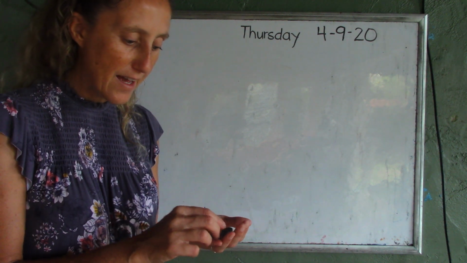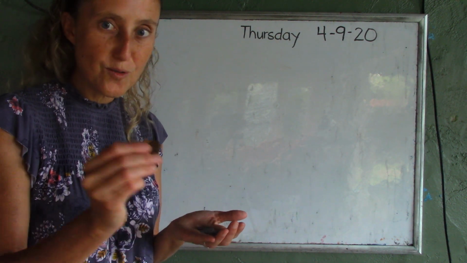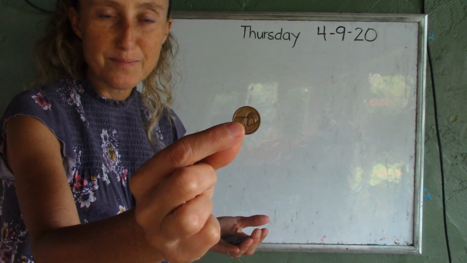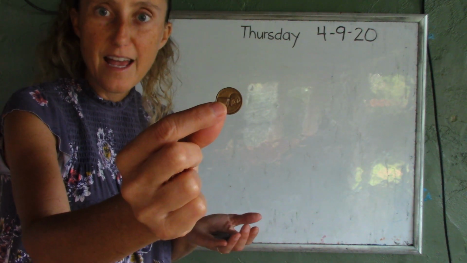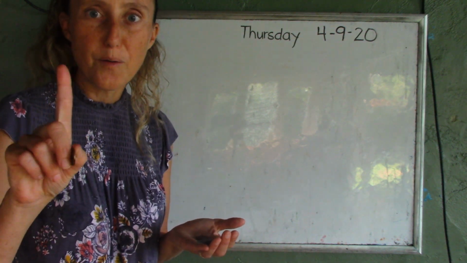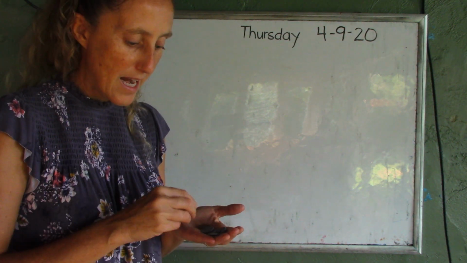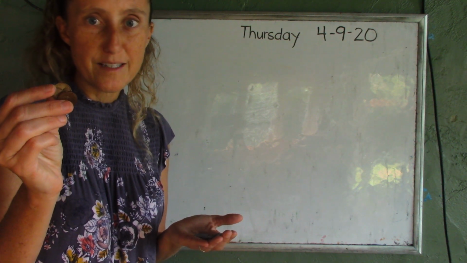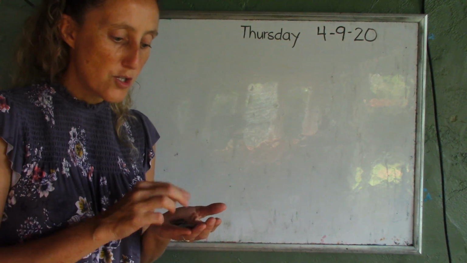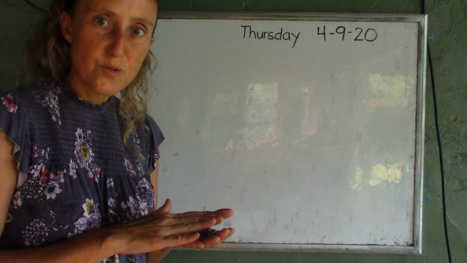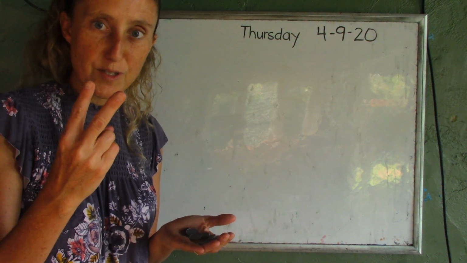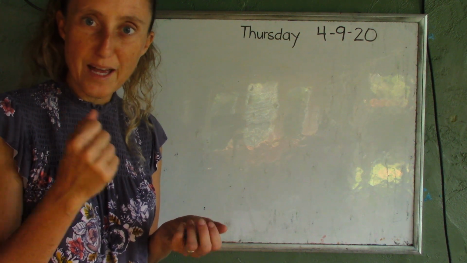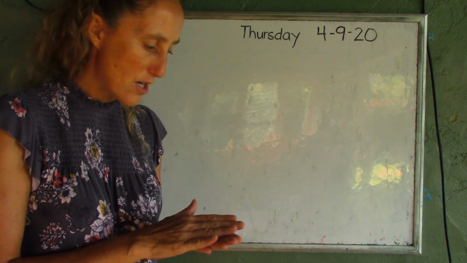I also have here 2 of these little coins. These coins are called what? Pennies. And pennies are worth only one. And I have 2 of these pennies. So I only have 2 cents, right? So I have 20 plus 2 more, which is 20, 21, 22. I have 22 cents, right?